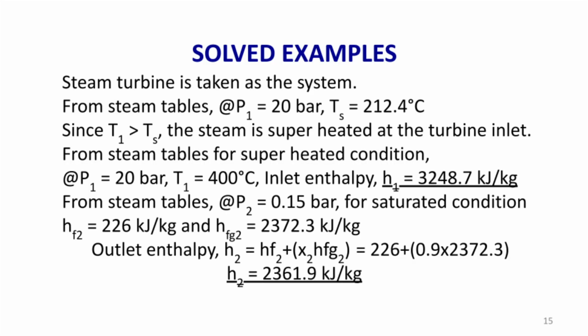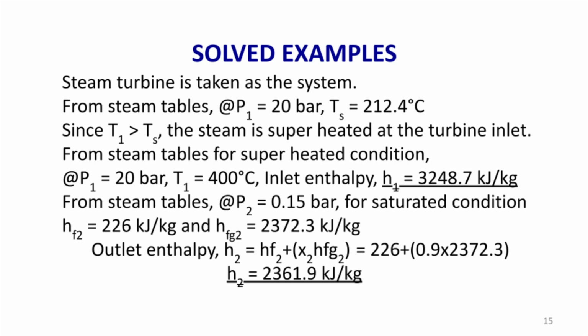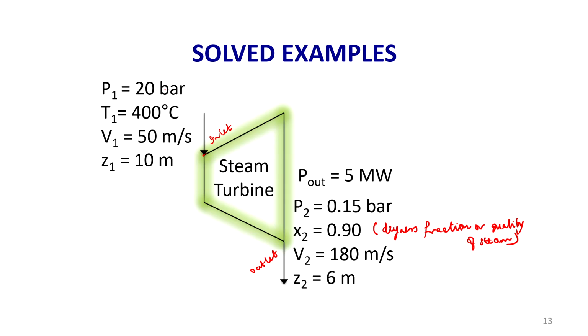Like the previous numerical question where we took the compressor as the system, here the steam turbine is taken as the system. First, we have to find out what is the condition of the steam at the inlet. We know the pressure and the temperature of the steam. Is it saturated condition or superheated condition? That is the first task which we have to determine.